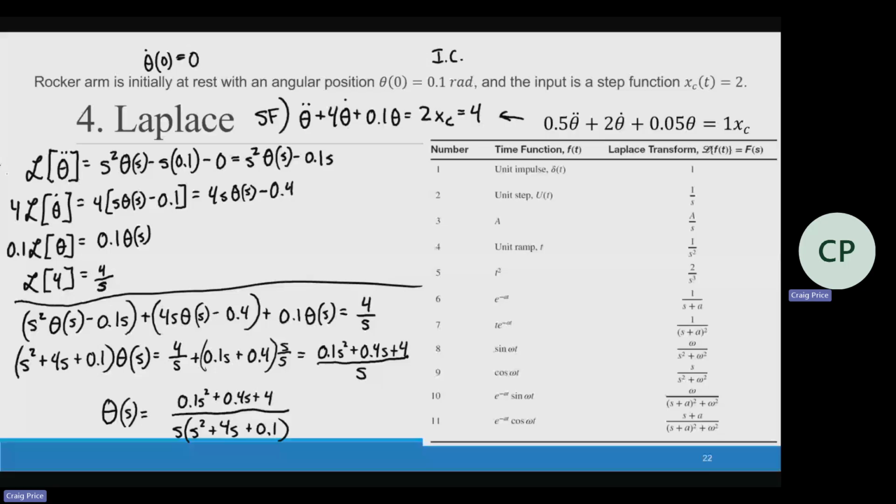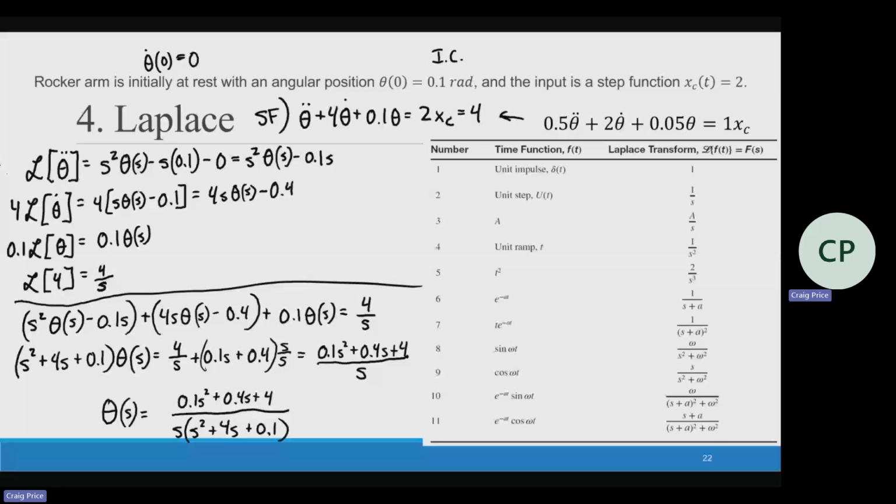Hopefully this is still pretty fresh to you. You just turned in homework 5. Hopefully you feel pretty competent with doing this differentiation, combining. Obviously there's some algebra involved, but getting to a place where we can then use partial fraction. So I've got all my Laplace transforms up here.